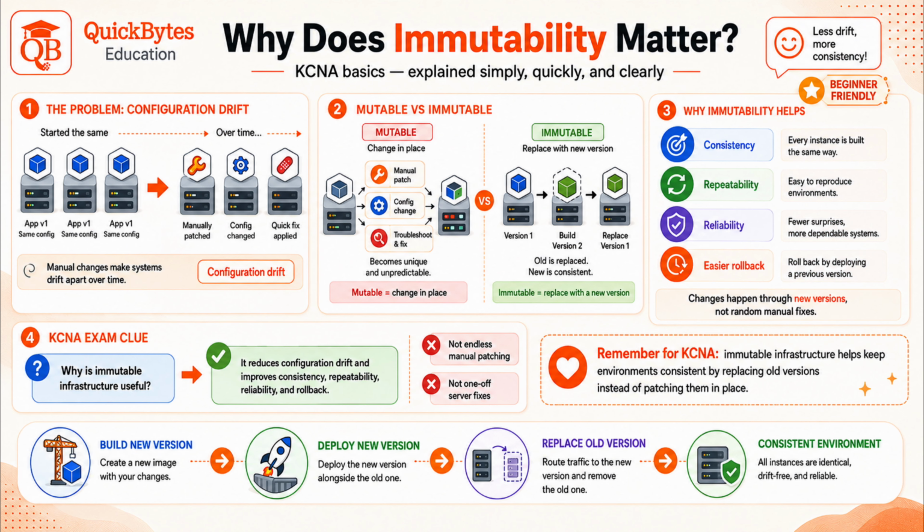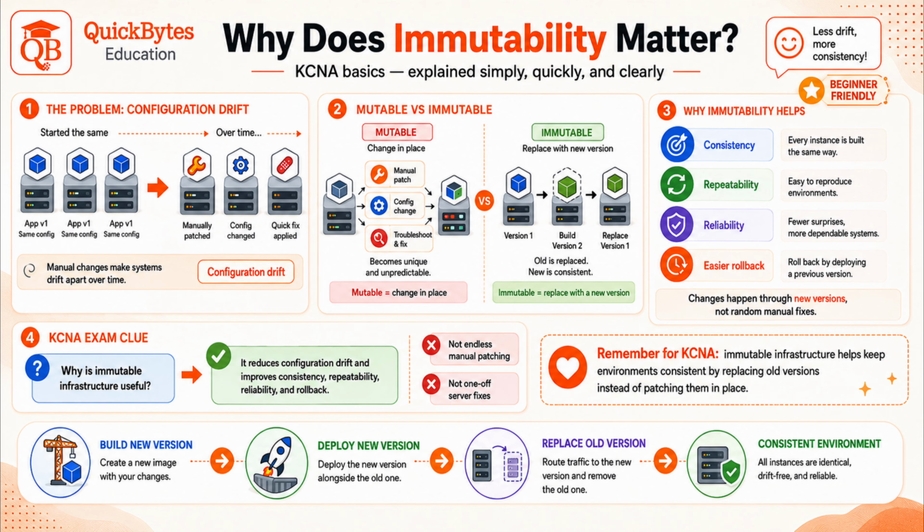Now let's talk about why this matters. When people manually change running systems, those systems can slowly become different from each other. That problem is called configuration drift. Configuration drift happens when the real environment no longer matches the expected version. Maybe one server got a manual patch. Maybe another server has a different setting. Maybe someone made a quick fix during troubleshooting and forgot to document it. Over time, the environment becomes harder to trust. Immutable infrastructure helps reduce that problem because changes are made through new versions, not random manual fixes.